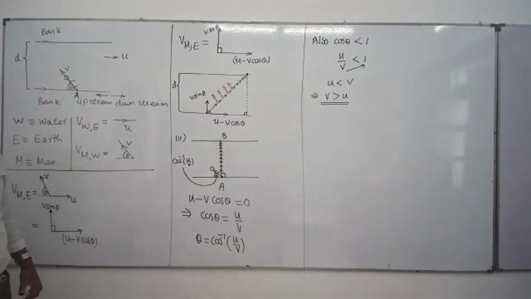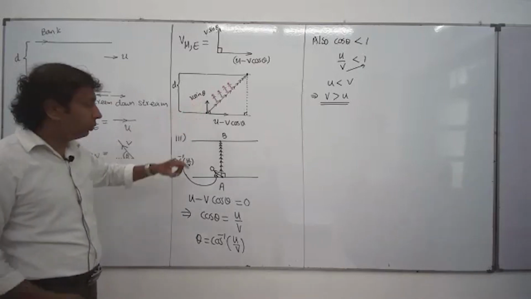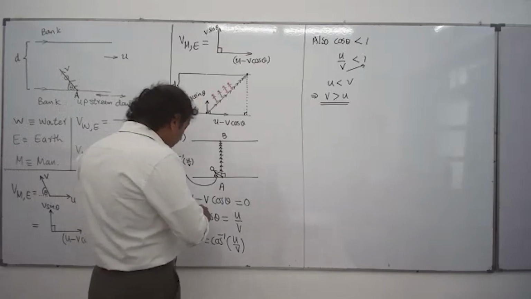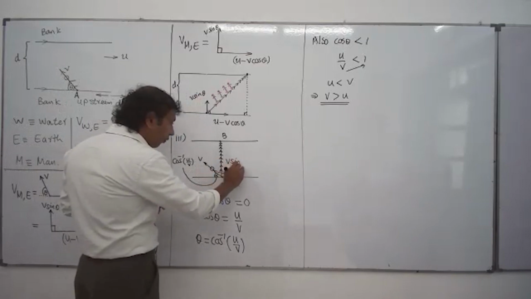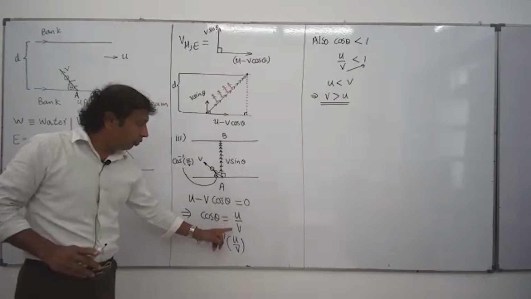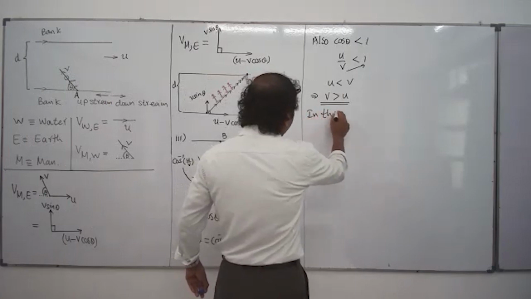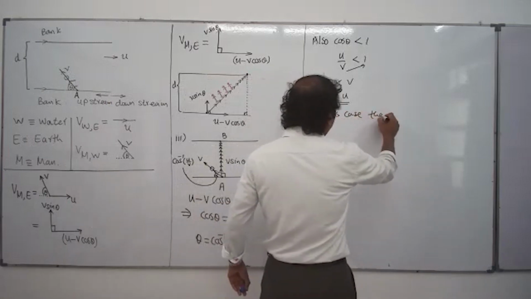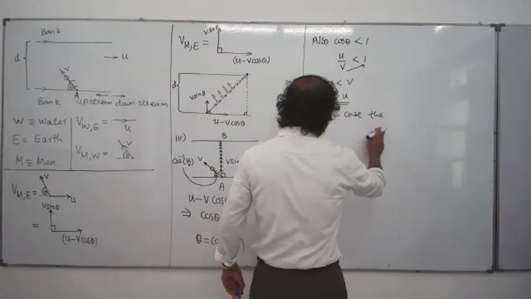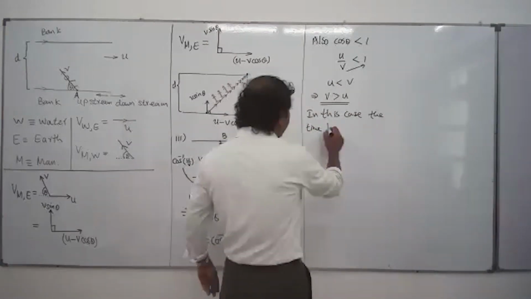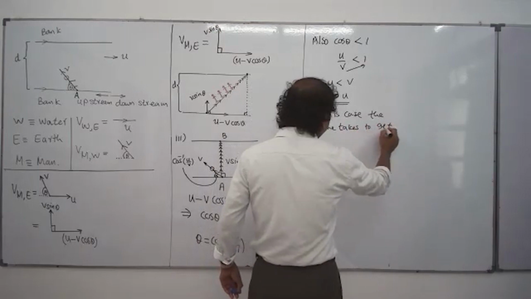Then in this case, the time can be calculated. Now, what is the velocity with which he moves? V sin theta. He moves with velocity v sin theta, because his velocity is this, and then this direction v sin theta. But we have cos theta is u upon v. Now you can write, in this case, the time he takes to get across the river.